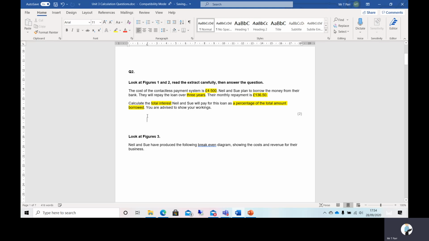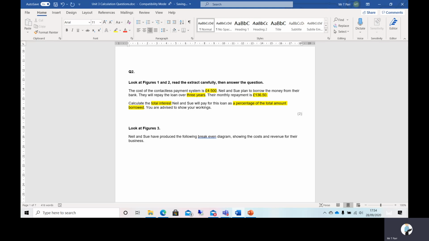Okay, so what we need to do first of all is figure out how much they're paying back. So the way I'm going to do it, let's figure out how much money they're paying back over 3 years. So total payments over, not 4, 3 years.